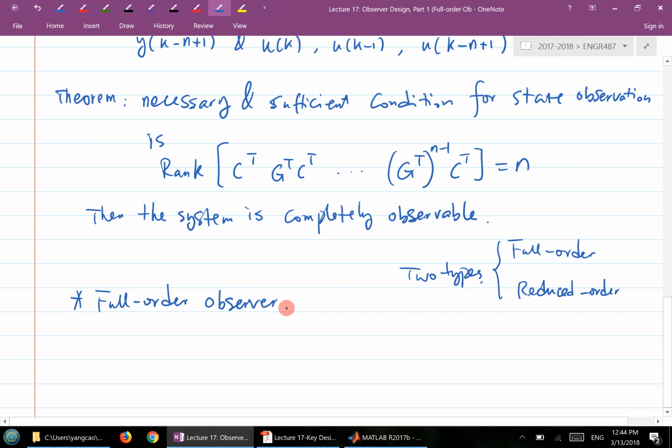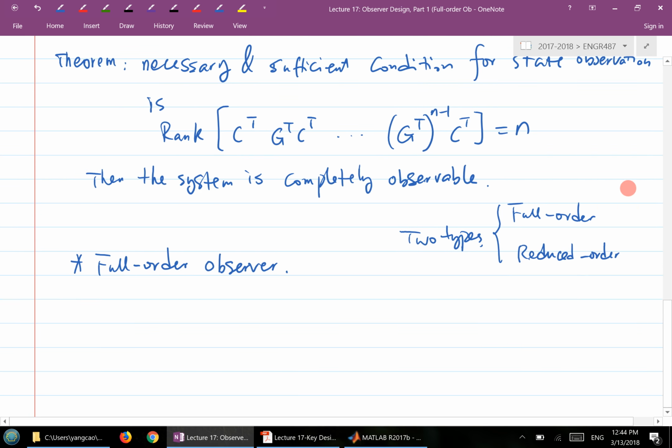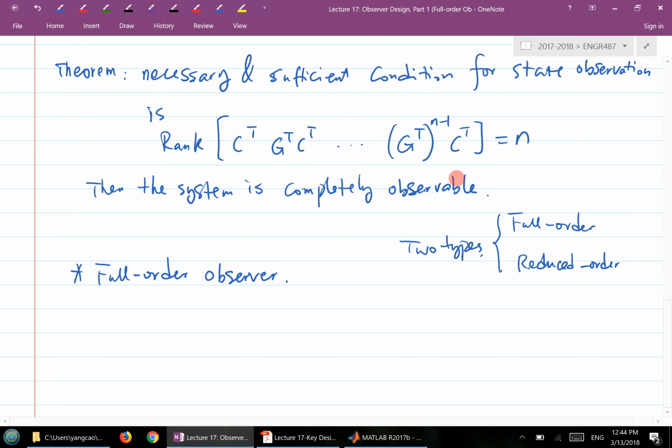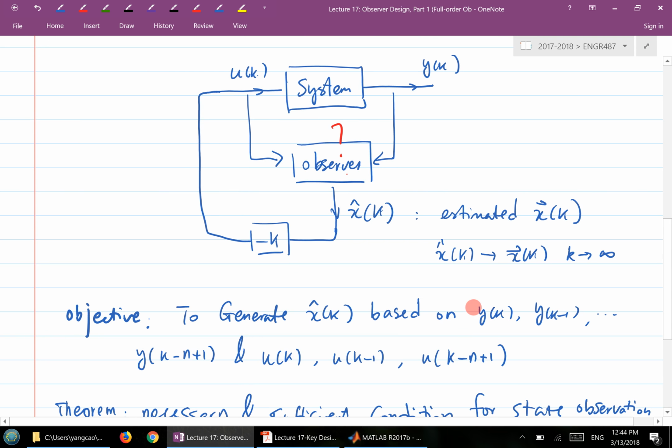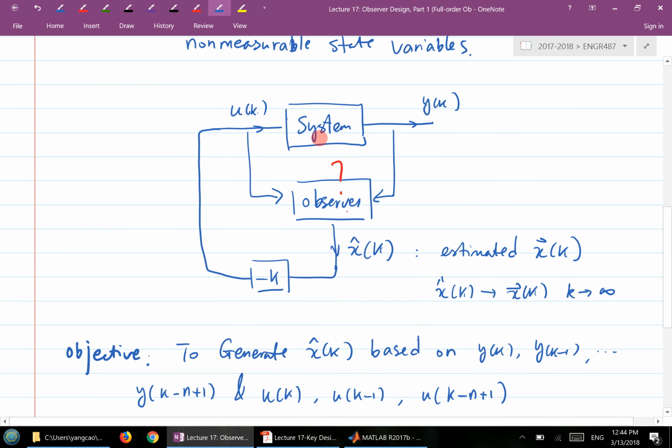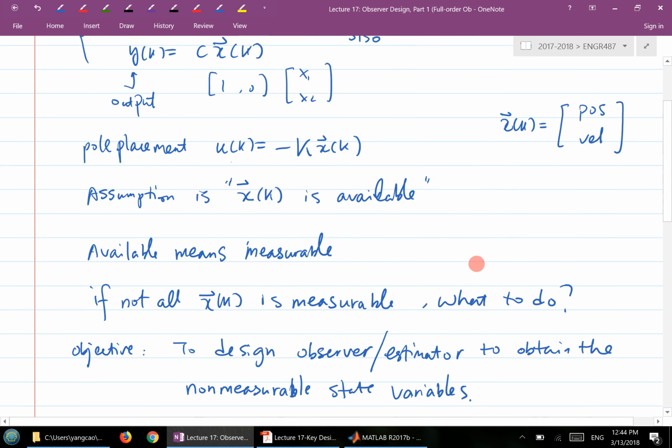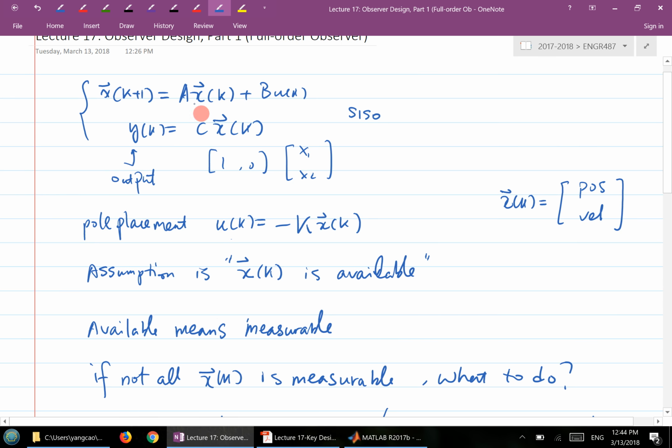Full order observer here. Full order observer is the simplest type. But before we formally introduce the full order observer, let's look back at this diagram here. Remember, this is the block that we're trying to come up with here, and the system is our system, which is this one here.